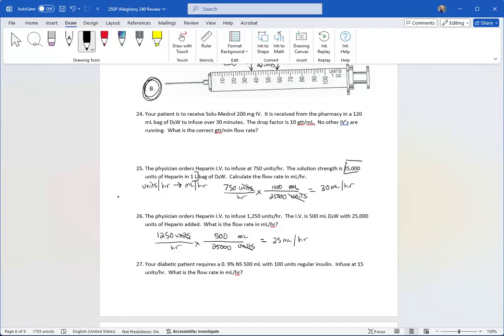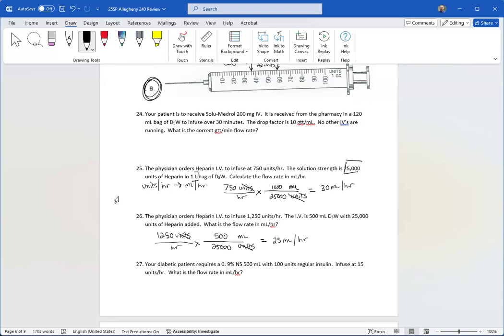So you can do this any number of ways. Some students like to start with the milliliters on top. Just make sure wherever you put your milliliters that it stays consistent with what's in the IV. Okay, because the IV, you can't separate the IV, right?